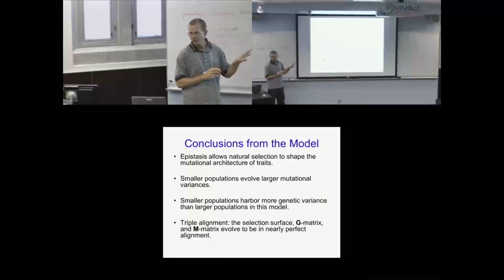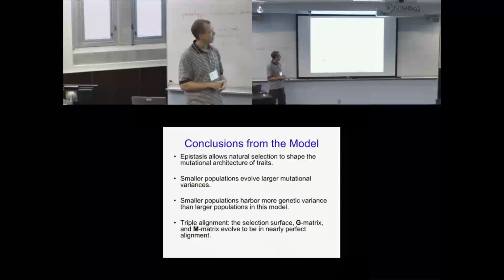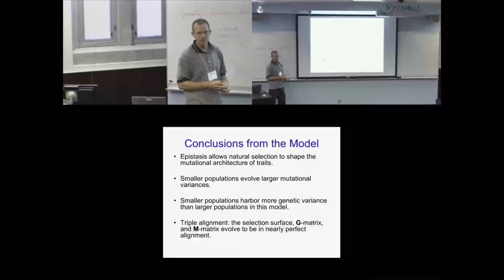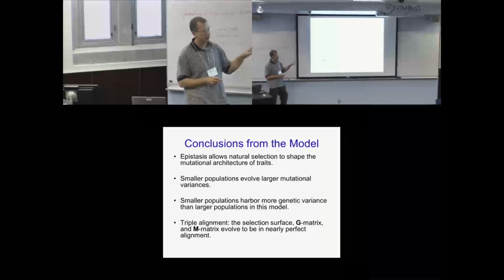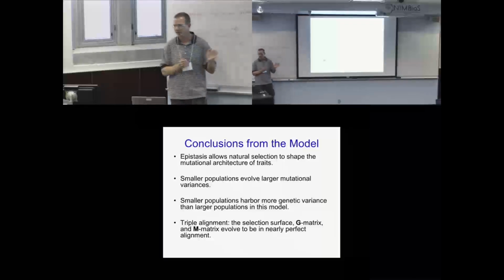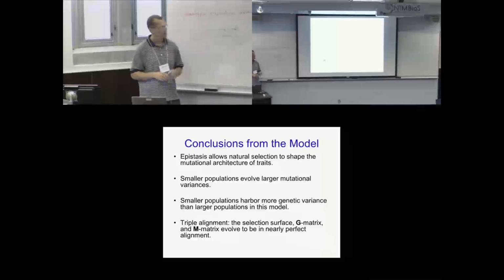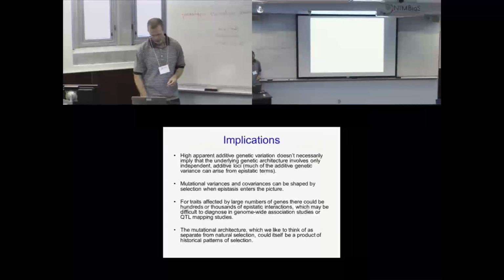Obviously, we need more empirical data to start to ground truth some of these assumptions that we've made with respect to epistasis and mutation rates and things like that. But it is promising, and it does suggest that natural selection is somehow affecting the mutational architecture of these traits.